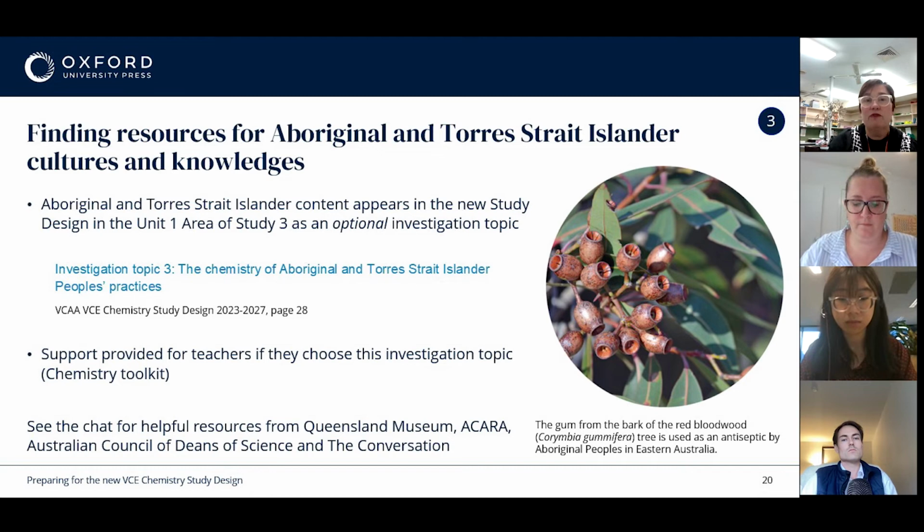So we've got some links from the Queensland Museum, from ACARA, from the Australian Council of Deans of Science, and The Conversation to help. Included in those links are relevant articles for medicinal plants, and what plants and pigments are used for paints and additives, and which ones have been used for fishing practices and also to make glues and adhesives, amongst others. There's also a few references to the superfood of kakadu plums as well. So at the end of the toolkit we go into the Aboriginal and Torres Strait Islander cultures, knowledges and histories in a bit more detail.